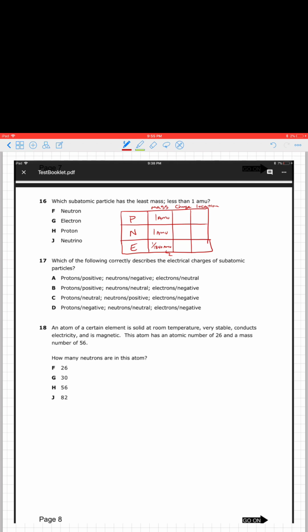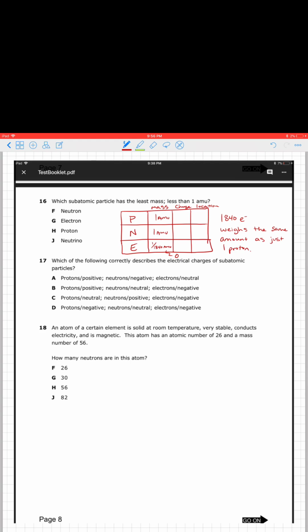Right? Again, almost 0. This means that 1,840 electrons weigh the same amount as just 1 proton, which is kind of crazy.